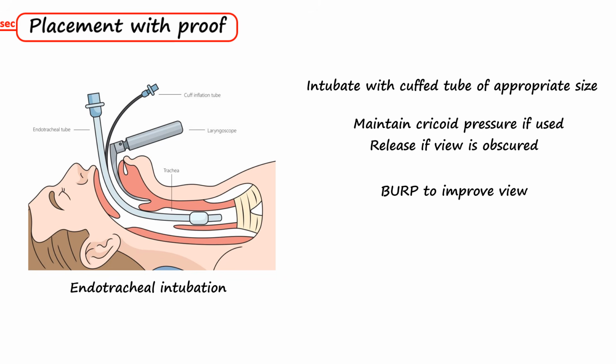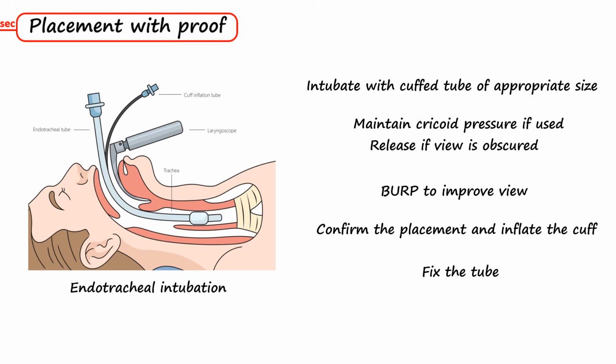Once the tube passes through the vocal cord, its position is confirmed by direct visualization and the cuff is inflated to seal the trachea, after which cricoid pressure is also discontinued. The ET tube is then securely fixed at the lips or teeth using tape.